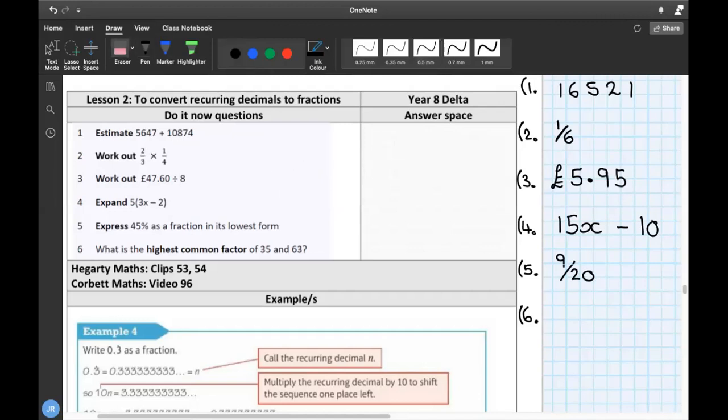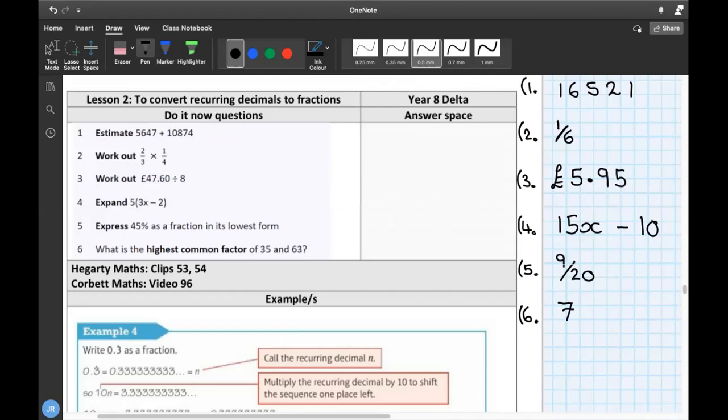Okay, next, the highest common factor of 35 and 63. With low numbers like this, it's what is the highest times table that both 35 and 63 are in. The highest times table will be the highest factor, okay? And that's going to be 7 here. 7 times 5 gives you 35, 7 times 9 gives you 63. So 7 is the highest common factor of these two values.